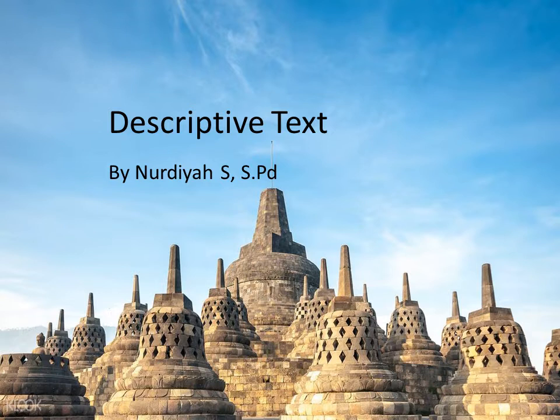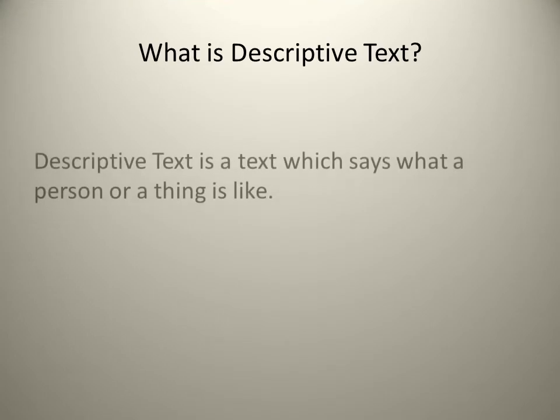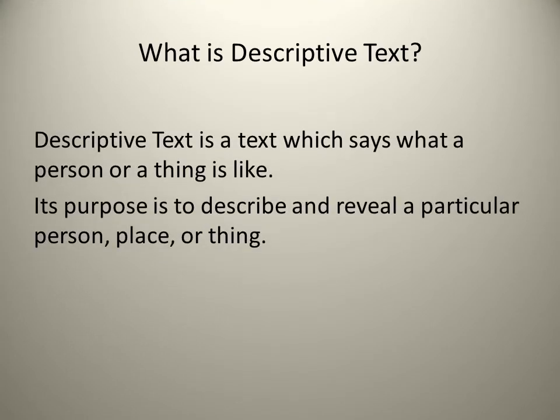Well students, now we will learn about descriptive text. Please pay attention. My students, when we want to learn about descriptive text, firstly we should know what descriptive text is. Descriptive text is a text which says what a person or a thing is like. And the purpose of descriptive text is to describe and refer to a particular person, place, or thing.